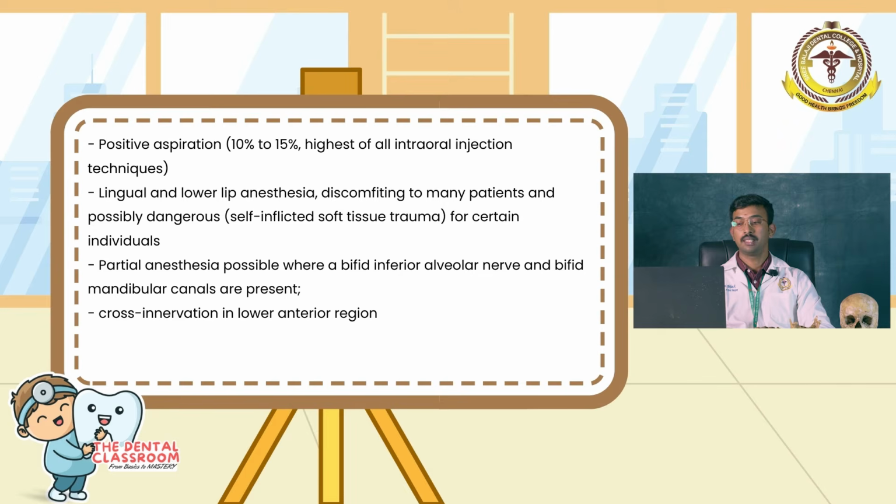Lingual and lower lip anesthesia may cause discomfort to the patients and is possibly dangerous, which can cause self-inflicted soft tissue trauma. Partial anesthesia is possible when there is anatomical variation like bifid inferior alveolar nerve and bifid mandibular canals. And when it comes to the lower anterior region, owing to cross innervation, there can be partial anesthesia.